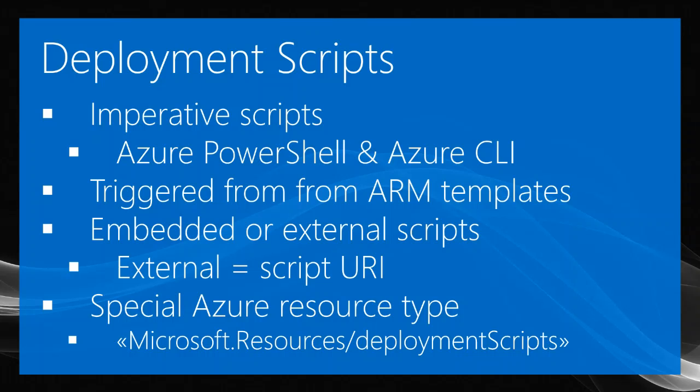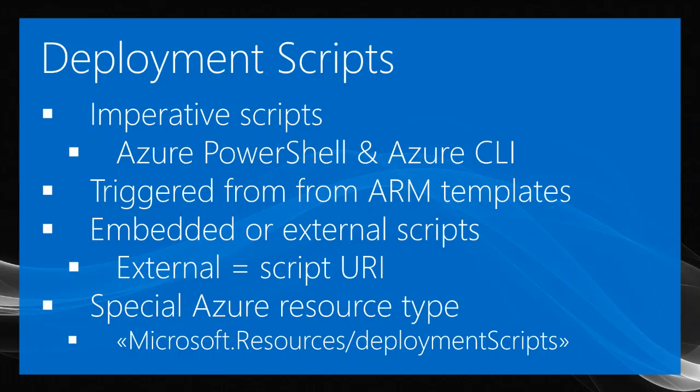And the great thing is that these deployment scripts can be triggered directly from an ARM template. So that means you have your declarative code, but then inside your declarative code, you can also trigger scripts that are then adding some, let's say, imperative logic to the show, right? And for that, as you can see here, we have a new resource type that we need, which is Microsoft.Resources/deploymentScripts. And with that, we can actually trigger a script.